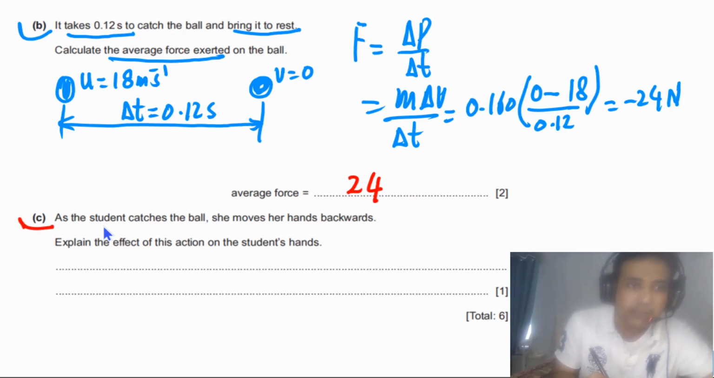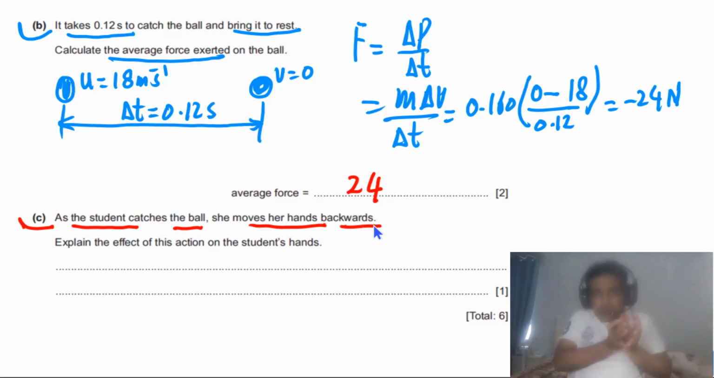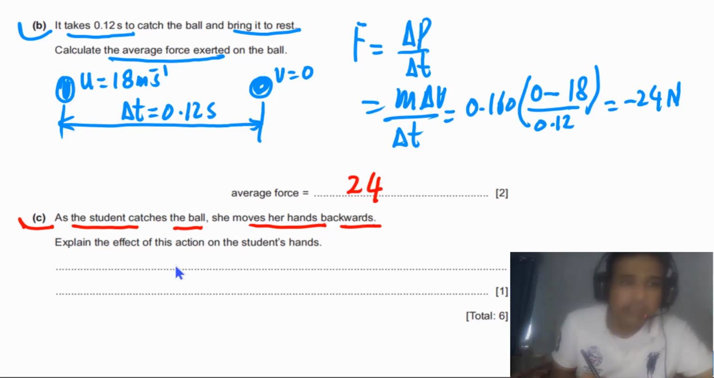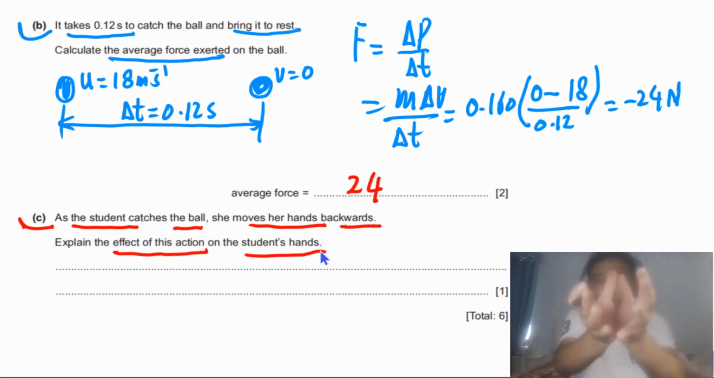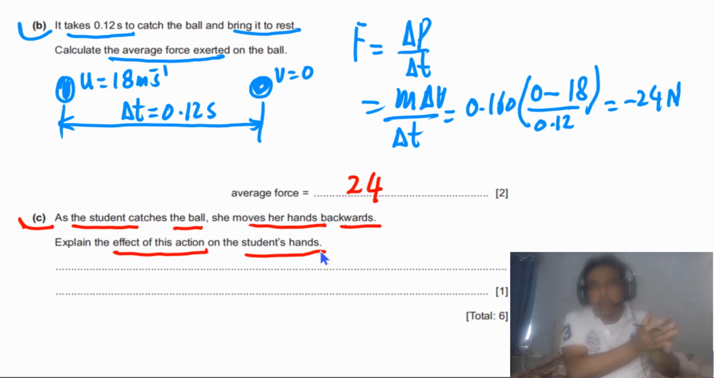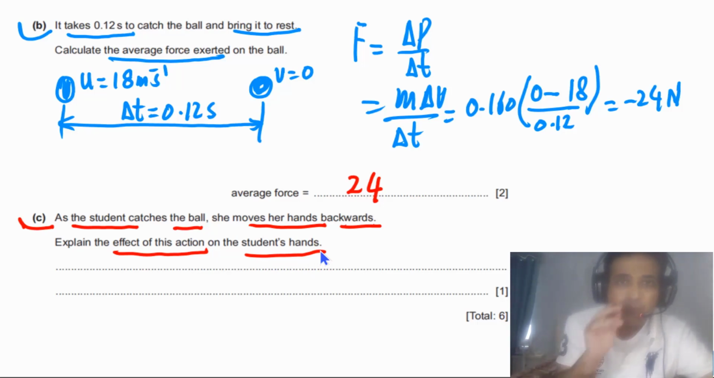So this is how you can approach this type of problem. For part C, it is given to us that as the student catches the ball, she moves her hands backwards. I mean, catch the ball like this and move the hands like this. Explain the effect of this action on the student's hands. Why does the student, when catching the ball, move the hands back? So what is the effect of this action on the hands of the student?